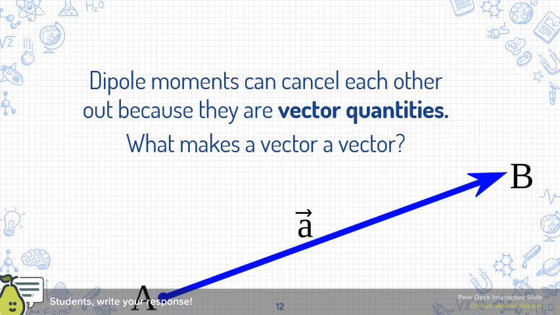So one of the cool things about dipoles is that they are vector quantities, and as such they're able to cancel each other out, again, due to this unique nature of being a vector.